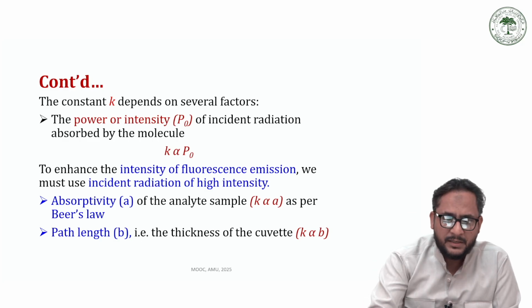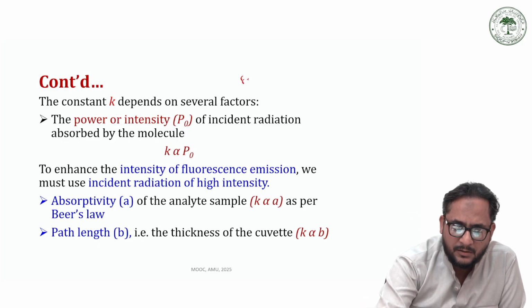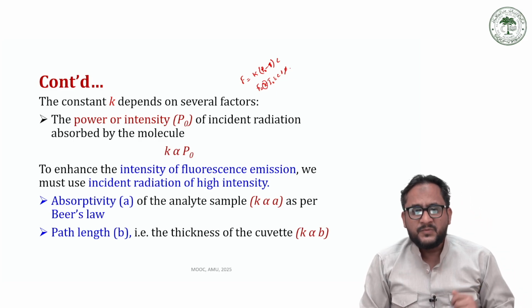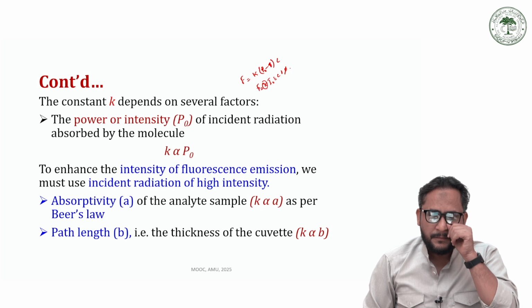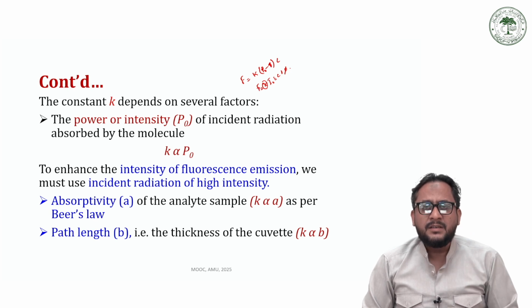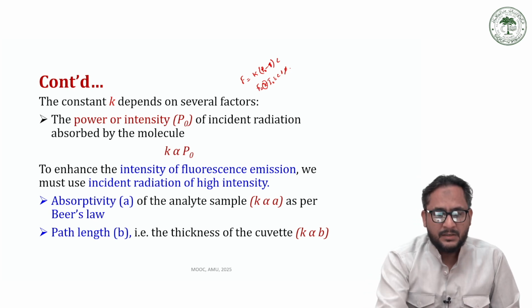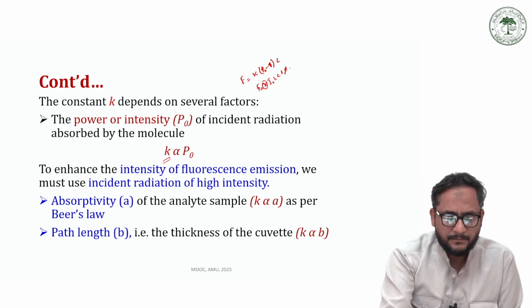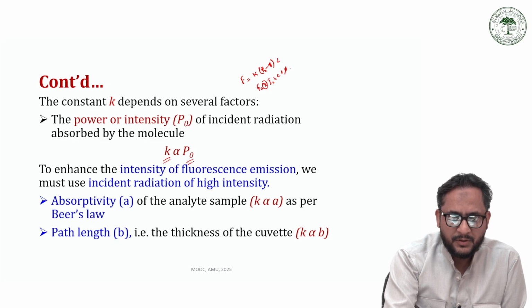Now the constant K that is being used in the equation on the previous page, we have this equation, and we also have a conceptual form where we have K, I naught, epsilon, C, L and phi. So this proportionality constant K depends upon several factors. The first factor is the intensity of incident radiation itself. This constant K depends upon the intensity of radiation. So K is proportional to P naught.